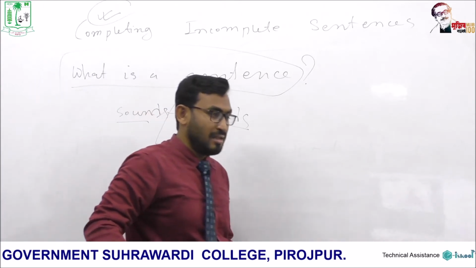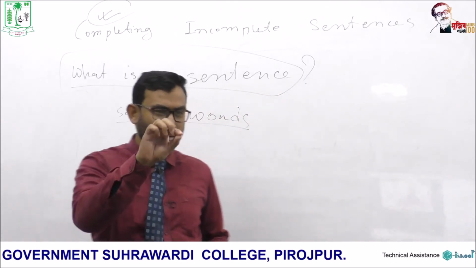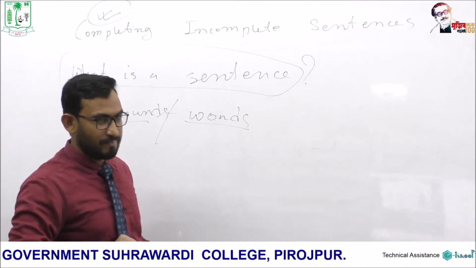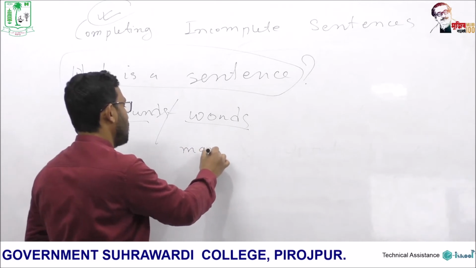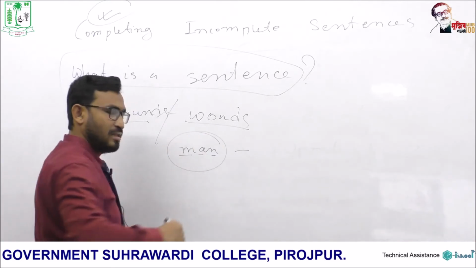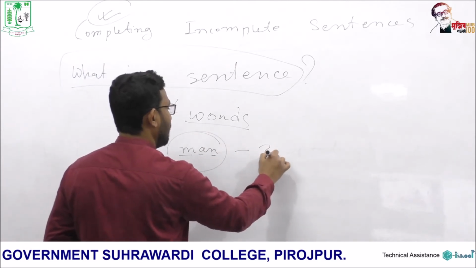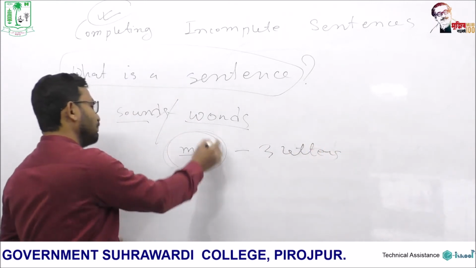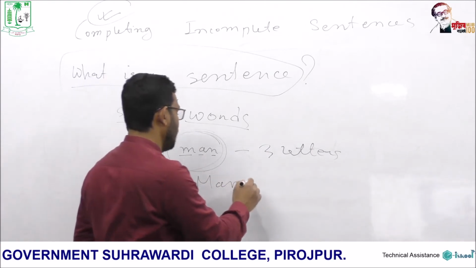What is a word? A word is nothing but a few letters. A few letters create a word, for example, man. How many letters? M-A-N, man. Three letters create a single word, man. Then we know man is mortal. If I write this, do you think it is a complete sentence?